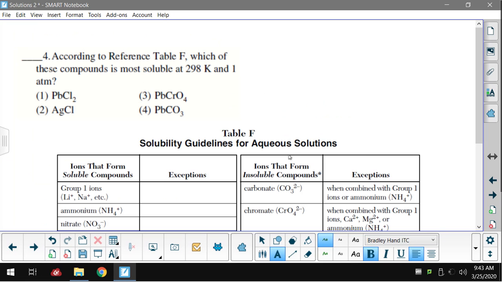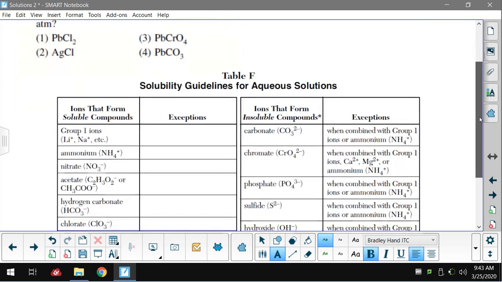Next question, reference table F. Again, it's a difficult table to read. It says, according to this, which of these compounds is most soluble? And this question is different than the one you have on yours because I changed the answers, and I don't remember what the answers changed to. If you look at this one, it says lead chloride, silver chloride, lead chromate, lead 2 chromate, and lead carbonate. And it says which one is most soluble.